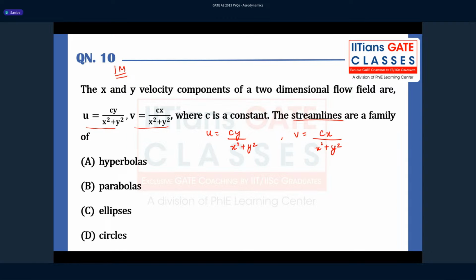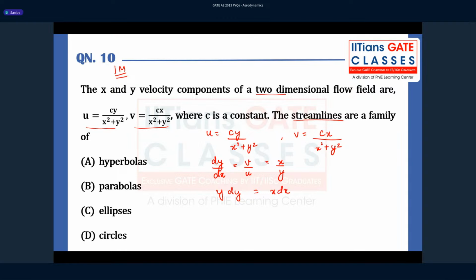Now, this is an xy plane, right? They've told us it is a two-dimensional flow field, which is an xy plane. So the equation of streamline for this would be dy by dx is equal to v by u, where v is the y component of velocity and u is the x component. So you take v by u, right? You see the denominator is the same and c is the constant which is the same in both the components. So what you get is x by y. So now I can say this is y dy is equal to x dx, right?